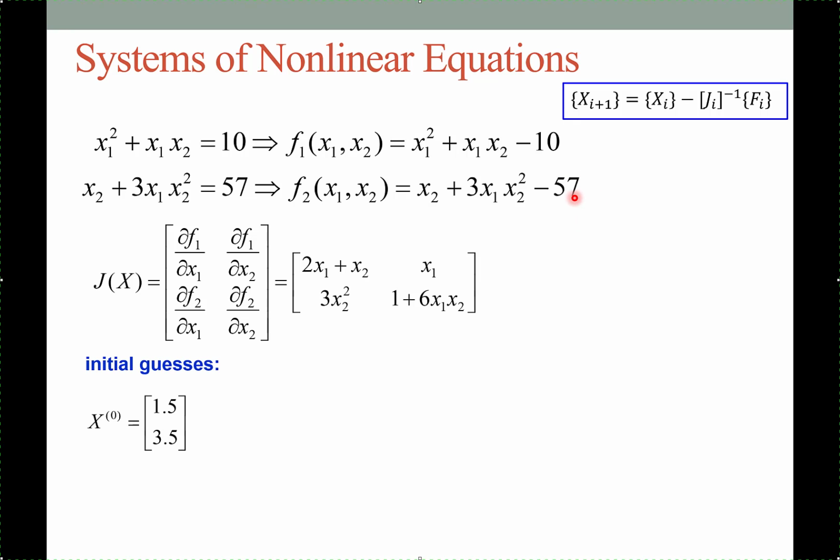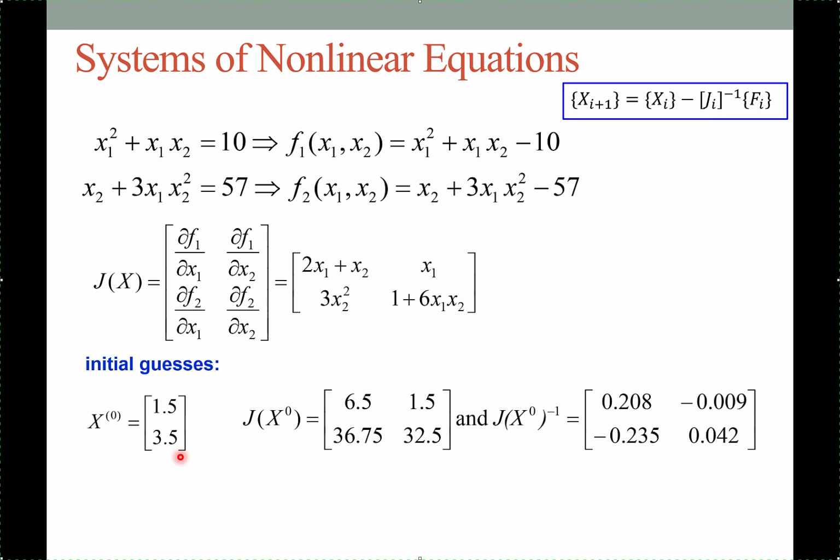So that's the Jacobi. Our initial guesses in this case, let's set them to 1.5 and 3.5. So what we do is we plug those into the Jacobi matrix. So we get 6.5, 1.5, right? So 2 times 1.5 plus 3.5 is 6.5. You do the math for the rest of those, and then you find the inverse of this Jacobi matrix. You could use MATLAB, or you could do the method that we did with the LU decomposition.